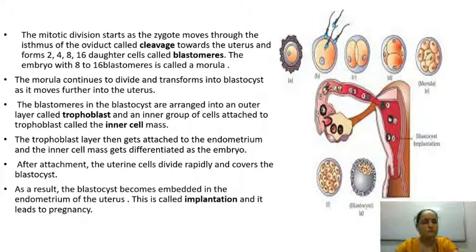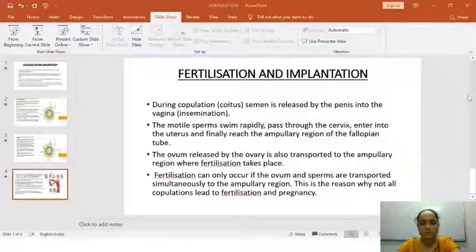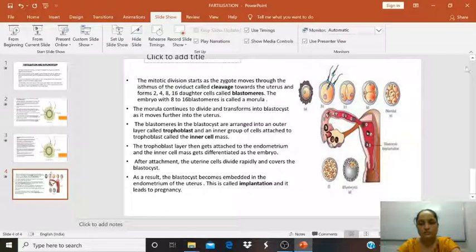So this was all about implantation, and here we are going to complete this topic, and in the next topic we will be talking about oogenesis.